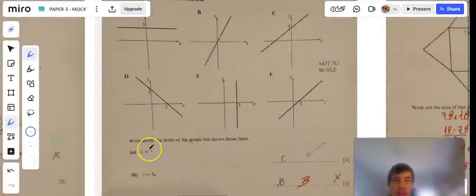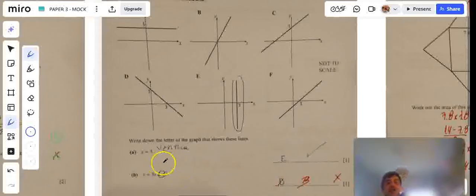Straight lines. When a line is x equals something, it's a vertical line. So this is vertical. So it's correct. When it says y equals 3x, here you don't have any number, so this will be +0. When your y-intercept is 0, that means that the line will go through the center point of the axis. Okay, so it will go through here.